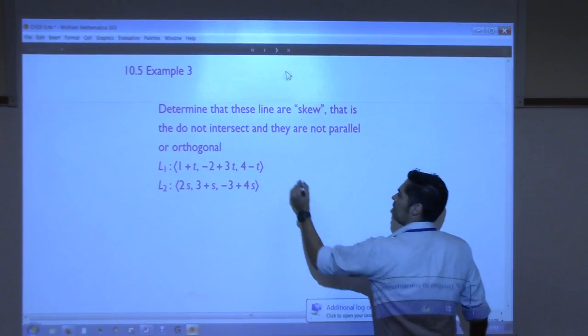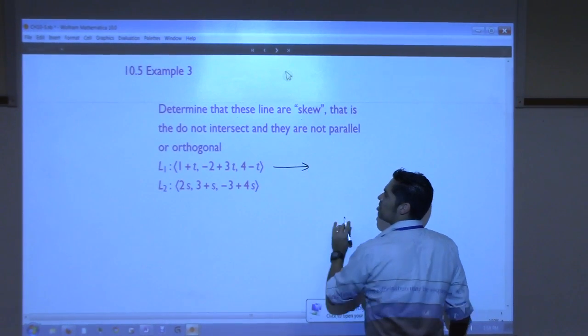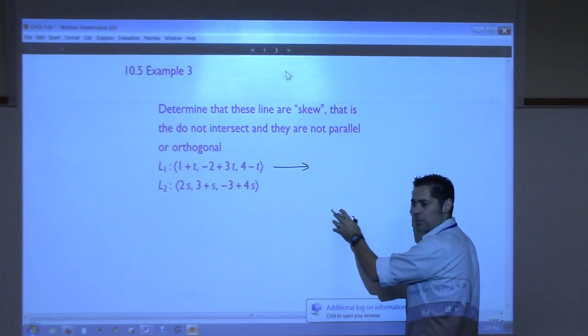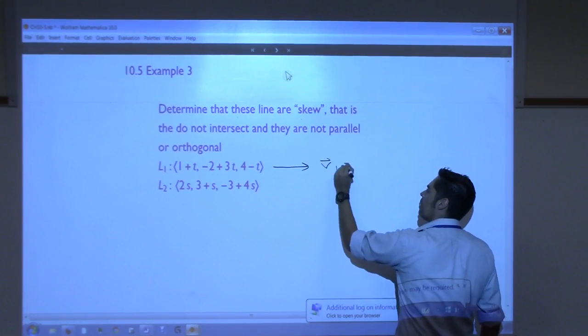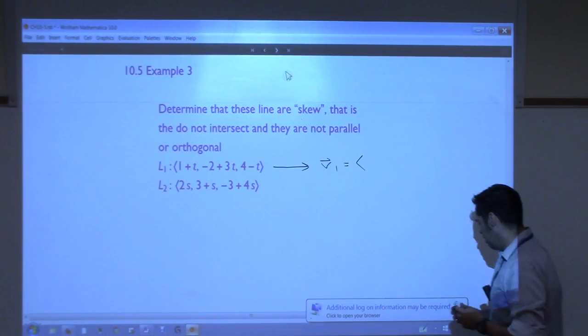All right, so let's take it. Tell me what the direction vector is for this line. And we like to call the direction vector v, didn't we? I'm going to call it v1 because that's for the first line. What is the direction vector of that line?